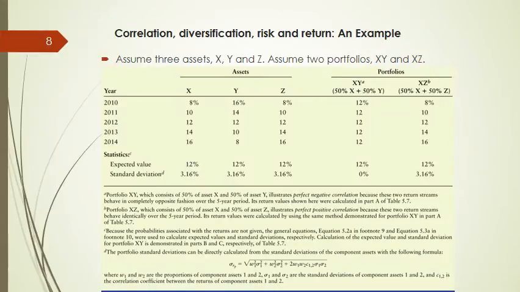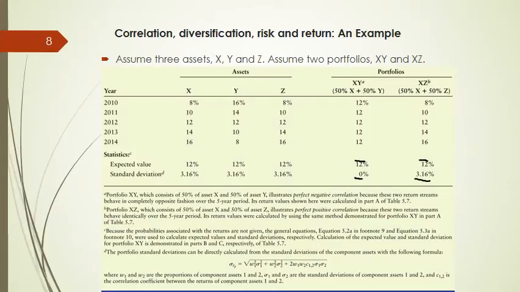So what we have now done is calculate the expected returns on portfolio X and Y and portfolio X and Z. And what we have found is that in both instances, the expected value of returns is 12%. However, what differs across these two portfolios is the standard deviation. So the standard deviation for portfolio X and Y is 0, and the standard deviation for portfolio X and Z is 3.16%. And what this is telling us is that portfolio X and Z is more risky than portfolio XY. Now, why is that the case?